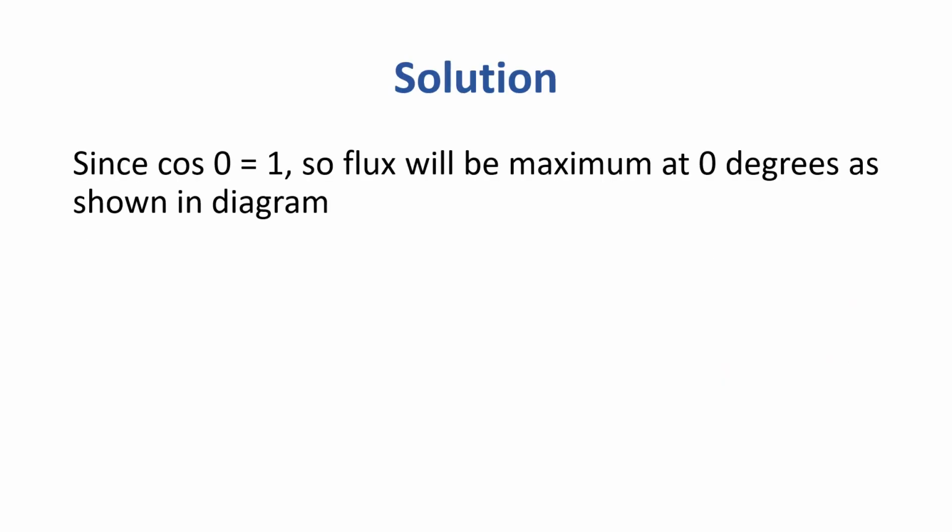देखते हैं. Since we already state that phi is termed as BA cos of theta यानी theta की वैल्यू अगर 0 डिग्रीज होगी तो cos of 0 equals to 1 जो कि किसी भी trigonometric ratio की maximum value है. So the flux will be maximum. So correct option is the 0 degrees option.